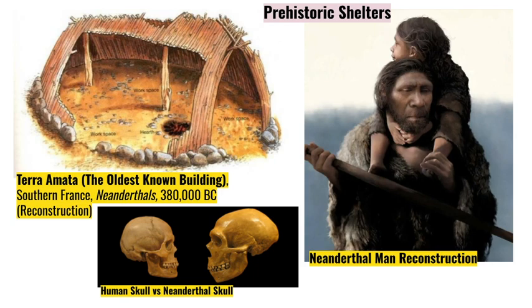So let's go back to the very beginning with the oldest known building, Terra Mata, found in southern France. And this building, believe it or not, was not even, we think, built by humans. The earliest known building on Earth was, in fact, we think, built by Neanderthals because of the prevalence of Neanderthal skulls on the site. But the emergence of the human species dates back to around 6 or 7 million years ago.